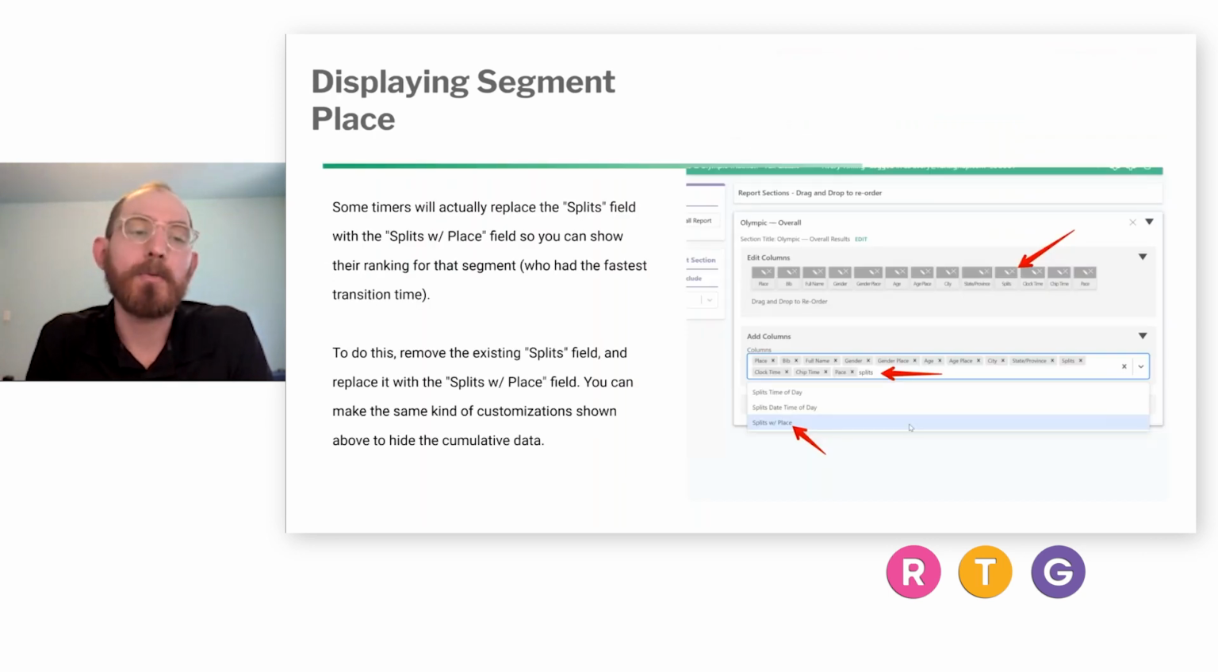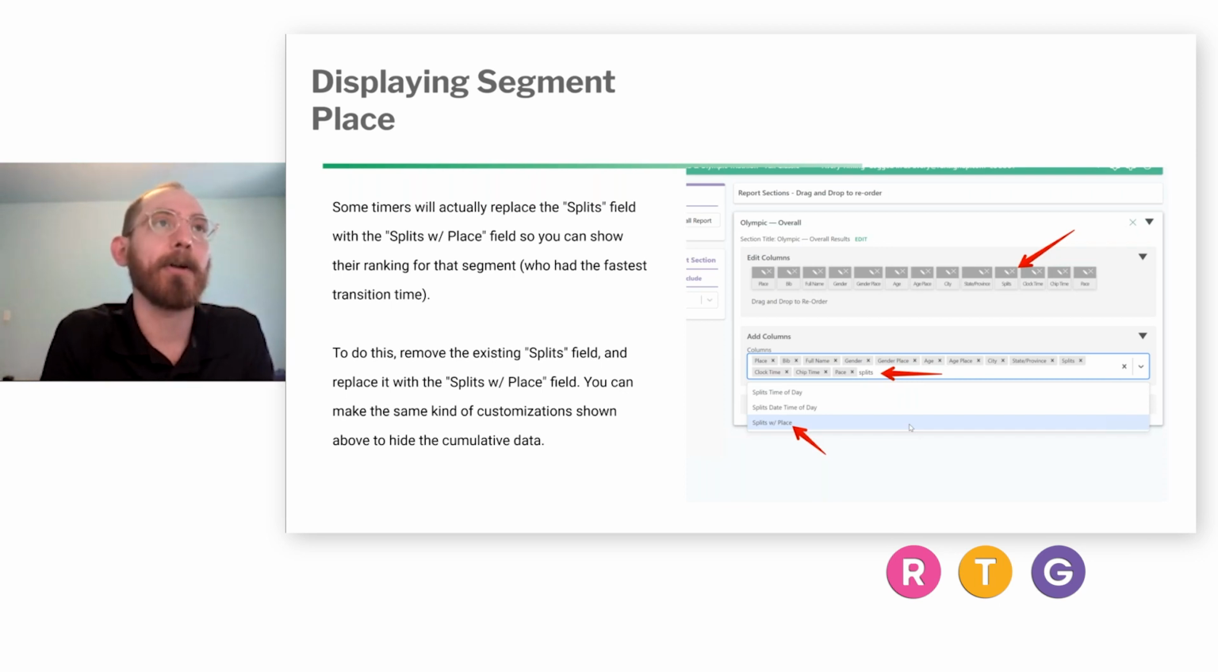Another thing you can do, which I actually really like for triathlons, is we have a completely different splits field called splits with place. So instead of showing the cumulative time and pace, it will show the actual placement within that segment. So it'll show who had the fastest bike leg. It'll show their time for the bike leg and then what placement they were for the bike leg alone.